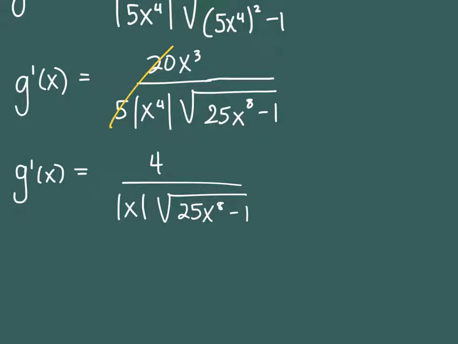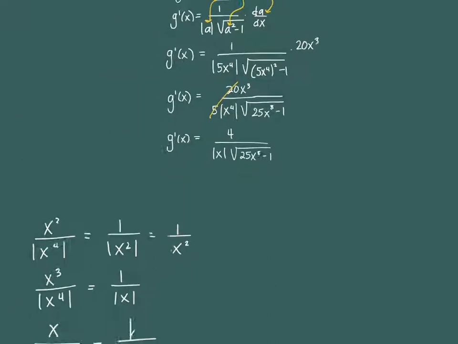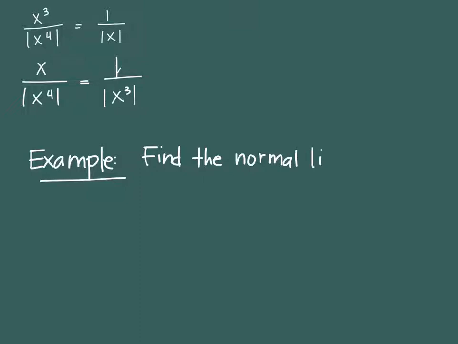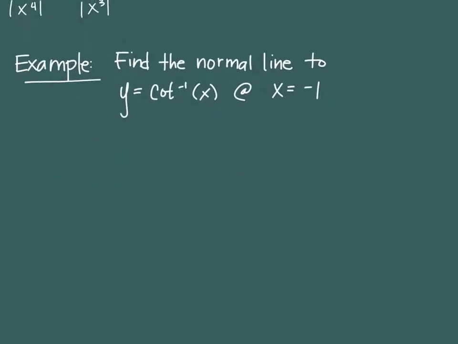All right, last example. All right, so you are going to get so good at these. So find the normal line to the function y equals the inverse cotangent of x at x equals -1. So again, we need the point, we need the slope, which will be the tangent slope, and then we need to convert it to a normal slope.